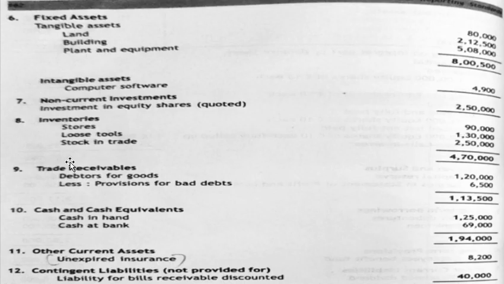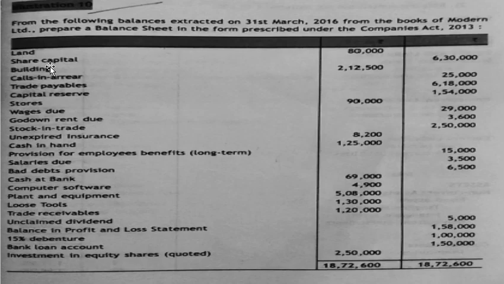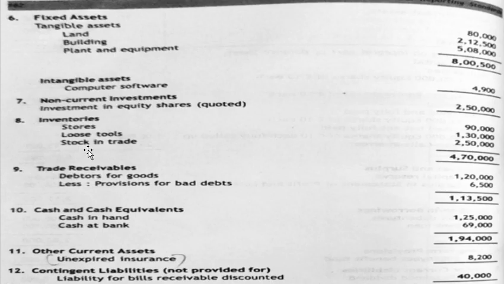Next are inventories. All the short-term assets, that is nothing but stock, stores, and any stocks which have been recorded in the balance sheet, and loose tools. We have stores of 90,000, loose tools of 1,30,000, then stock in trade of 2,50,000. So the total is 4,70,000.